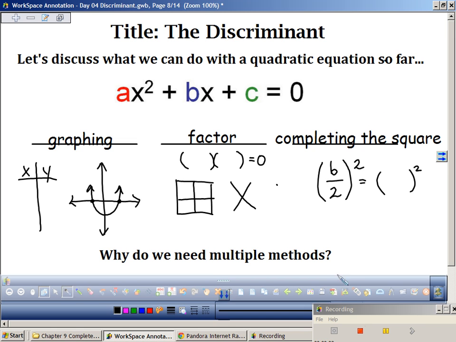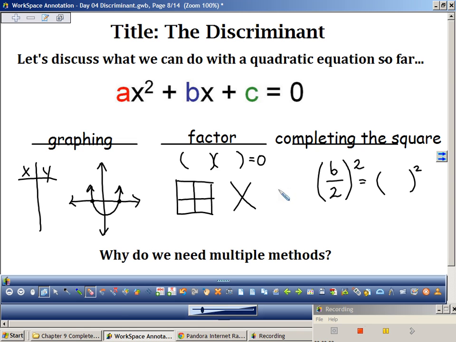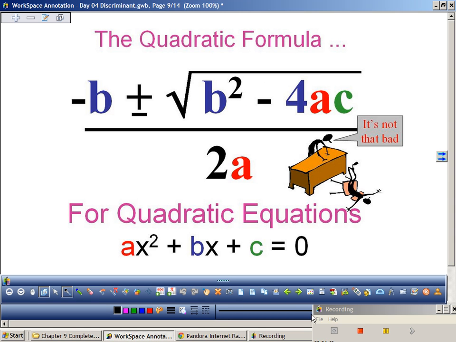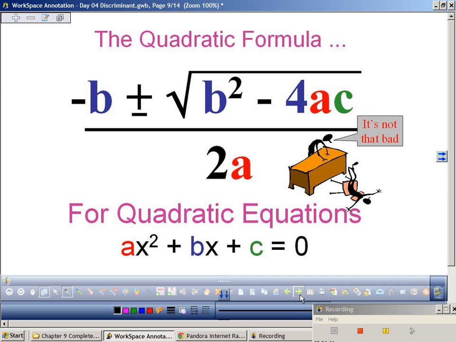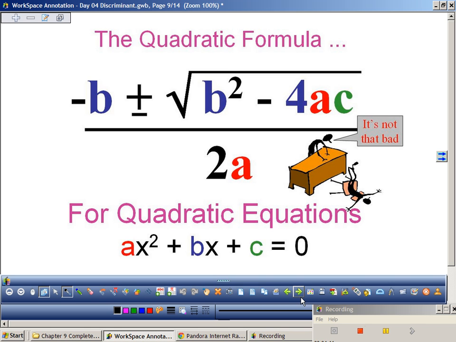So we have our final method that we're going to be talking about today and tomorrow. The quadratic formula. Right? So when we can't find another way to do it, or it doesn't look easy enough for us, we can always use the quadratic formula. Some of the other methods don't work all the time. The quadratic formula works each and every time.